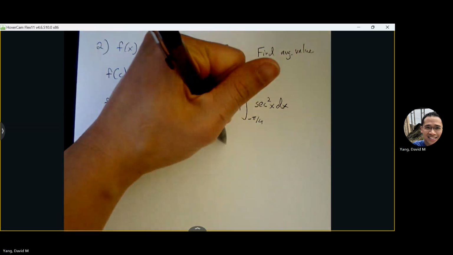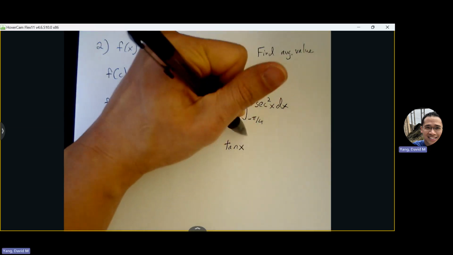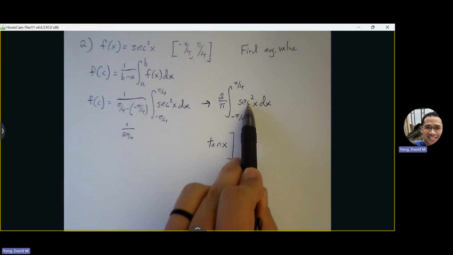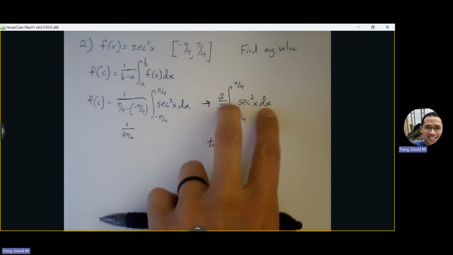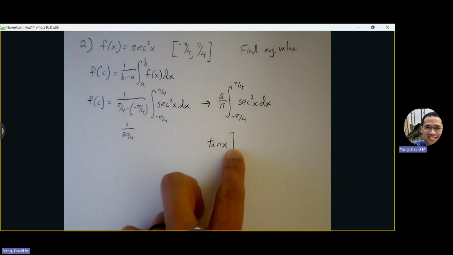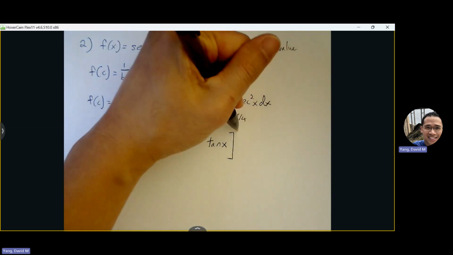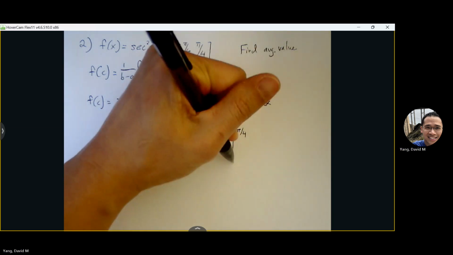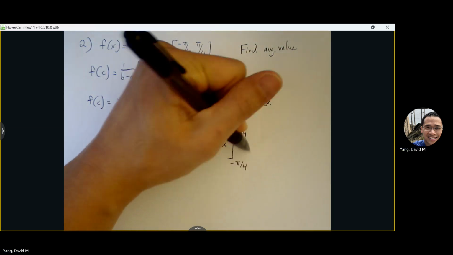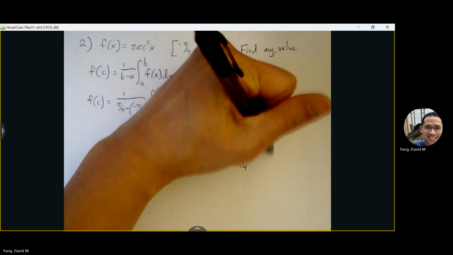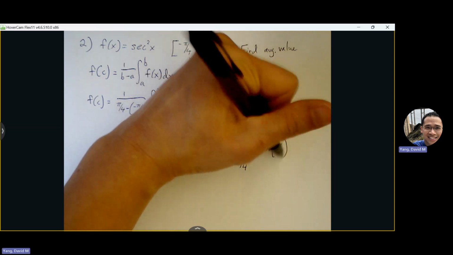So tangent of x, that's the antiderivative. Once we apply the antiderivative, the notation goes away. Normally we would have a plus c, but we know we can drop the plus c because we have bounds involved. So pi over 4, negative pi over 4. Upper bound first.